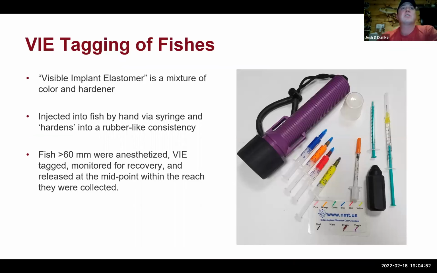And how we marked fish was a visible implant elastomer. It's a mixture of a color and a hardener. It's injected into the fish by hand with a syringe, and it hardens into a rubber-like consistency. You put it just under the skin. Fish that were greater than 60 millimeters were anesthetized so they wouldn't be wiggling around. They were tagged, given a VIE tag, monitored for recovery, and released at the midpoint within the reach where they were collected. Next.